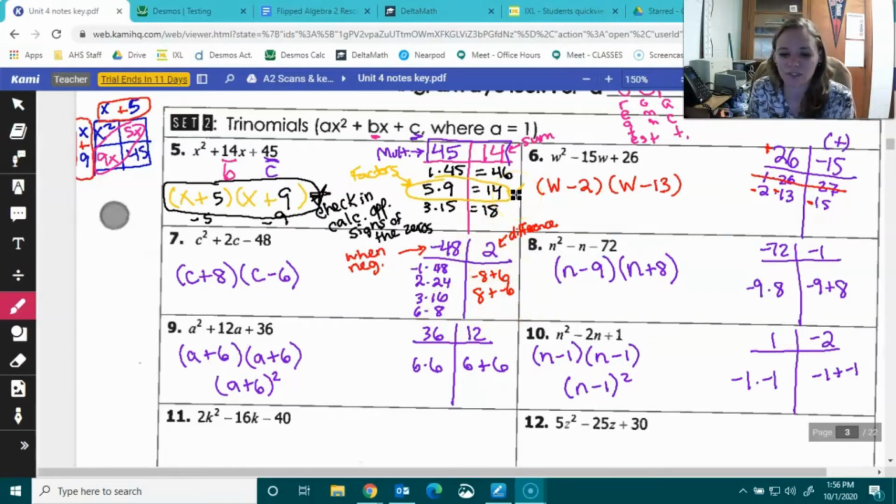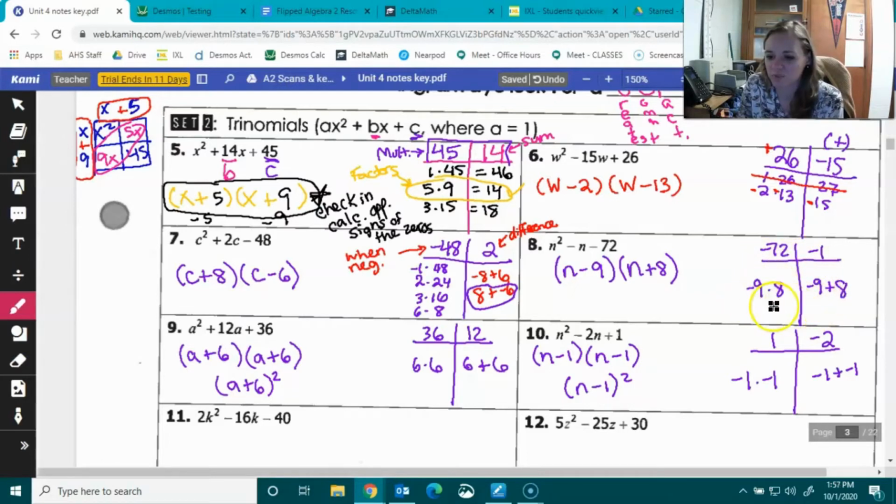Notice again, the sign is positive. If this was a negative, I'd be in a different scenario, but it does matter which value has the negative. So which value gives you a positive 2? That would be this one right here. So you'd have a positive 8 and a negative 6, giving you your factors. Okay.